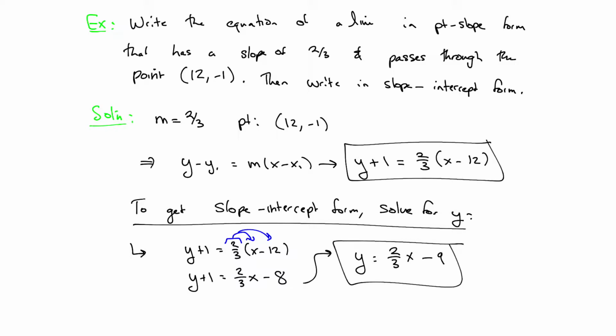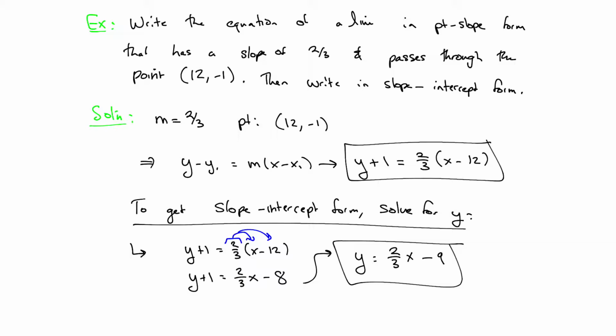And I guarantee you, if you did the whole y equals mx plus b, so y equals 2/3 x plus b, and you plugged in 12 for x and -1 for y, I guarantee you'll find that b is -9. So that's the main reason why I love point-slope form, is because point-slope form can literally give you slope-intercept form. It can't be done the other way around. I mean, it can be, but it's very, very tedious and unnecessary.